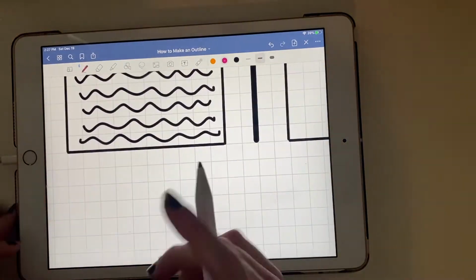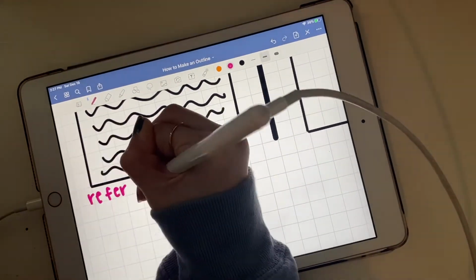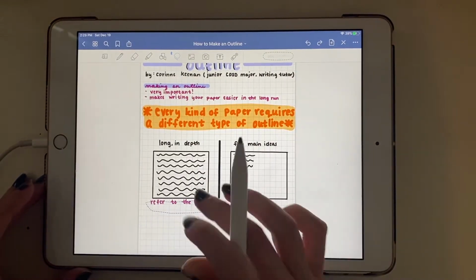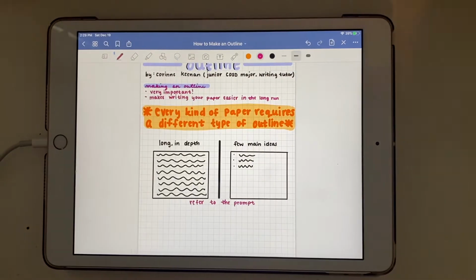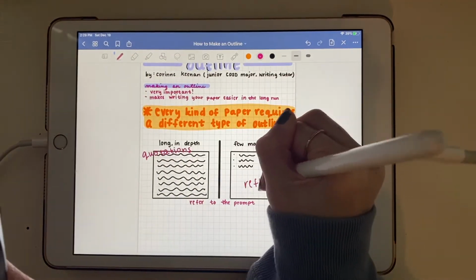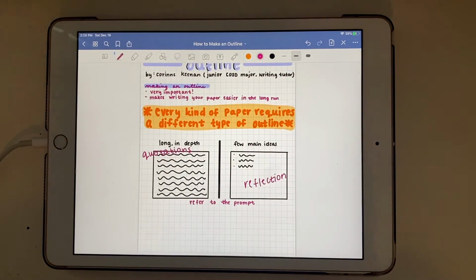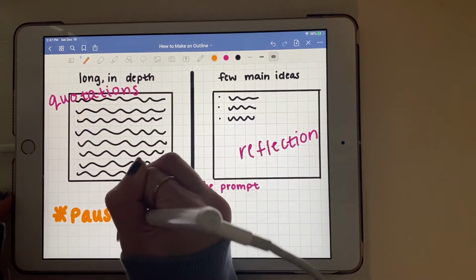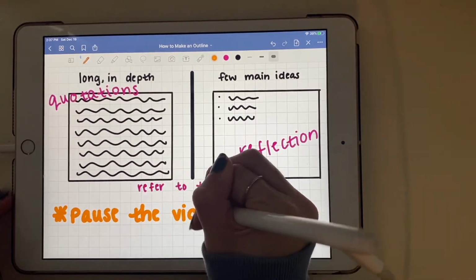To figure out what kind of outline you will need, refer to the prompts that your professor has given you. If they are asking for a lot of specific ideas or quotations, it's probably best to make a detailed outline. If they're asking for more of a reflection, a few main ideas will probably suffice. By the way, if you guys want a detailed look at the pages, pause this video at any point to see them.